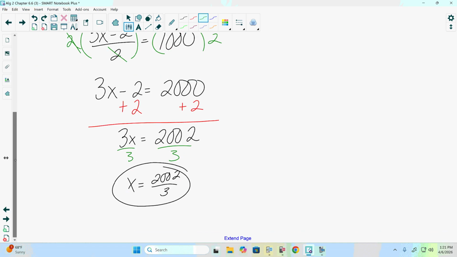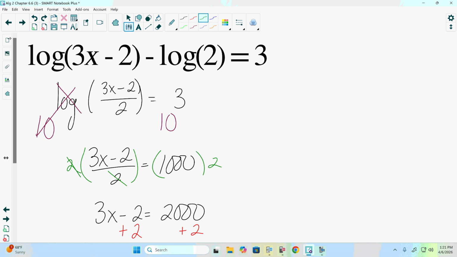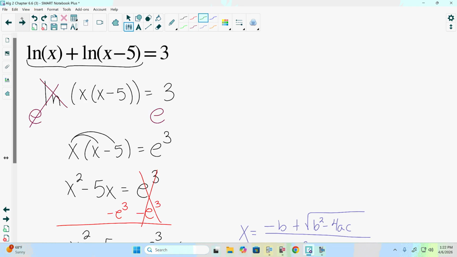That's it. Positive number, we could plug it in and check, but realistically, the process doesn't change. We have to write it as a quotient, do the same stuff. That's it.